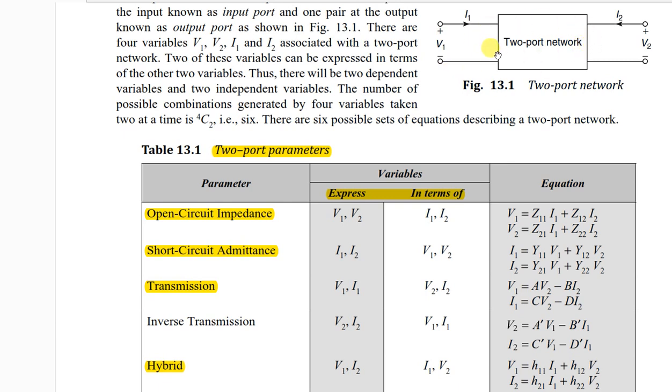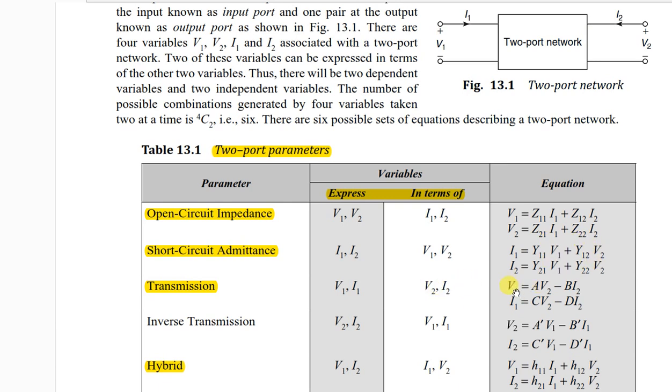So these four variables, you can express two variables in terms of the remaining two. So there are six combinations. Out of these combinations, we have Z parameters, Y parameters, T parameters, and hybrid parameters. And two more are there that are not in your syllabus. So you have to remember these equations always. You should remember in Z parameters V1 and V2 are expressed in terms of I1 and I2. In Y parameters I1 and I2 are expressed in terms of V1 and V2.